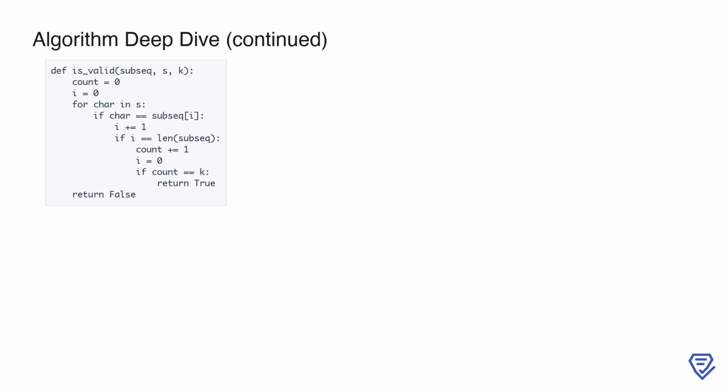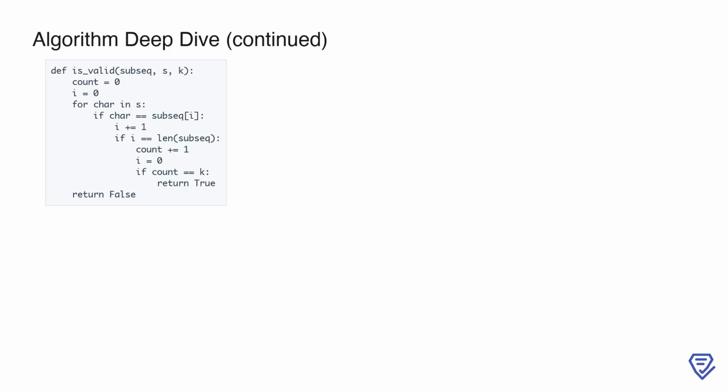As the function iterates through the string s, it checks whether the current character matches the current position in the subsequence. If a match is found, the pointer moves forward, and when the end of the subsequence is reached, the count is incremented. If the count reaches k, the function immediately returns true.